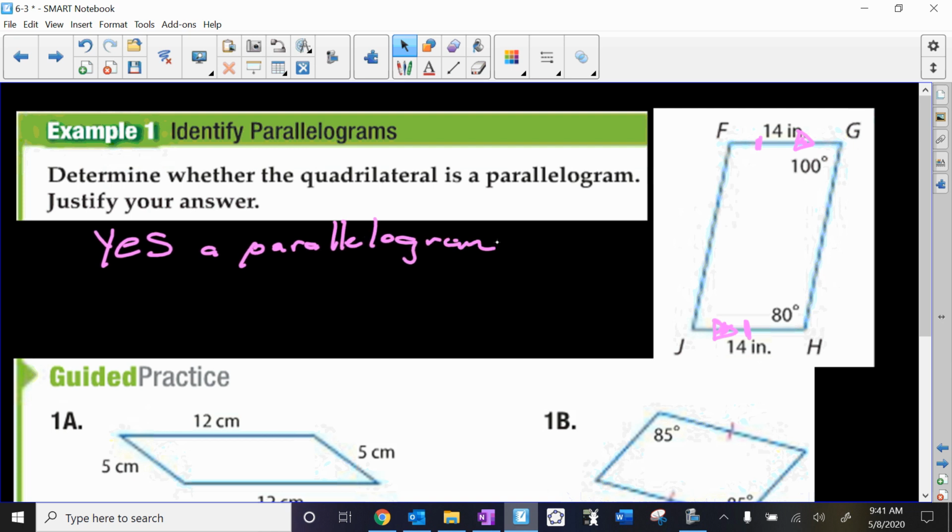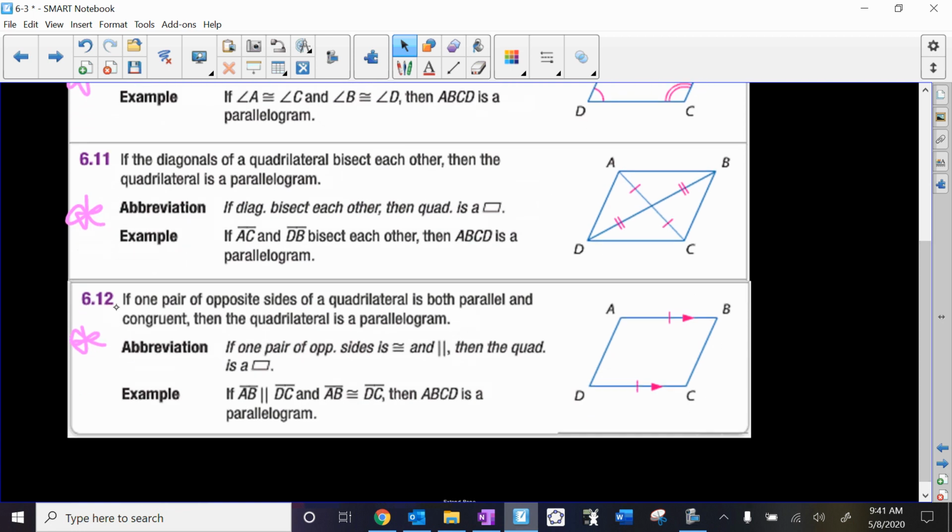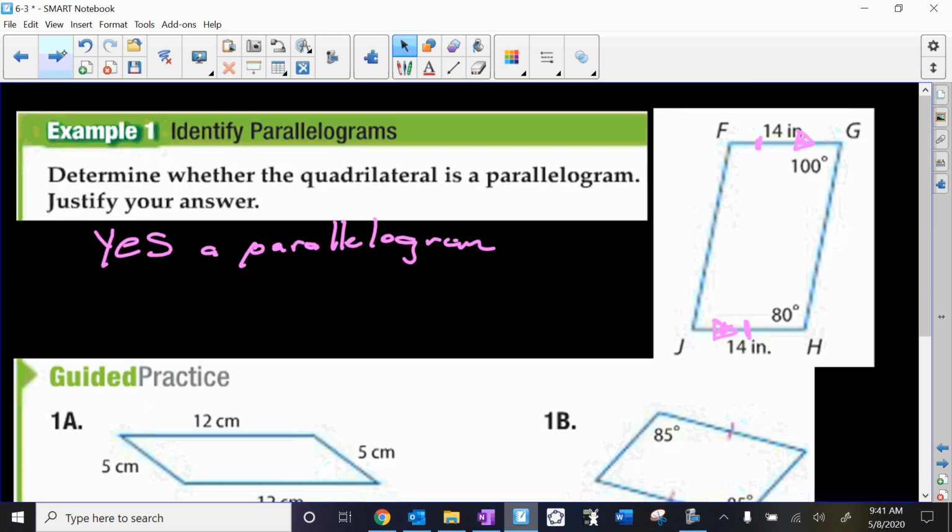And we know it's a parallelogram because of this bottom property down here, 6.12. If we can show one pair of opposite sides is congruent and parallel, then it's a parallelogram, which is exactly what we did. Congruent and parallel.